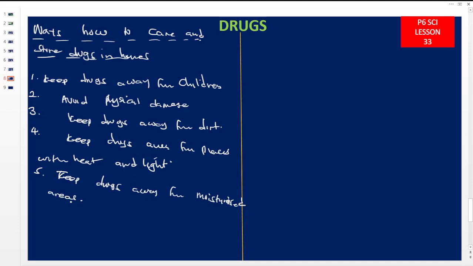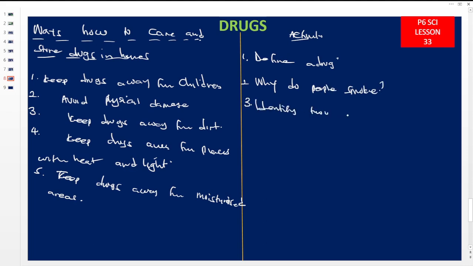So you've been a good learner. Then this marks the end of our subtopic drugs. So it's activity time. Number 1, define a drug. Number 2, why do people smoke? Number 3, identify 2 advantages of drug prescription.